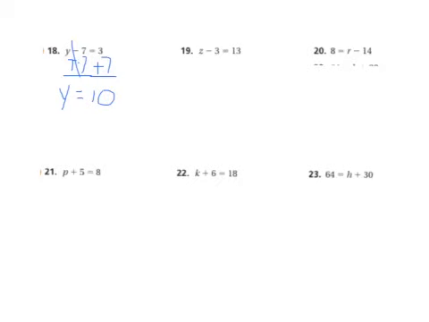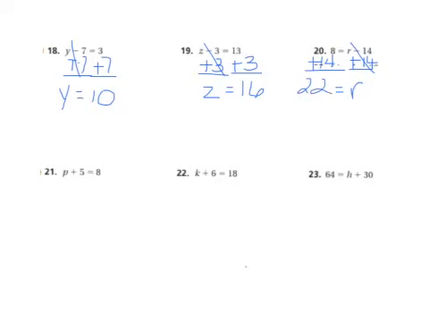Here I've got z minus 3 equals 13. I want to get rid of the minus 3. Well, the opposite of minus 3 is plus 3. My minus 3 plus 3 eliminates. I'm left with z on that side, and 13 plus 3 is 16. And the last one, I want to get rid of the 14, so I'm going to add 14 to both sides. Minus 14 plus 14 eliminates, and I'm left with just r. And 14 plus 8 is 22. We can also go back and check our work.